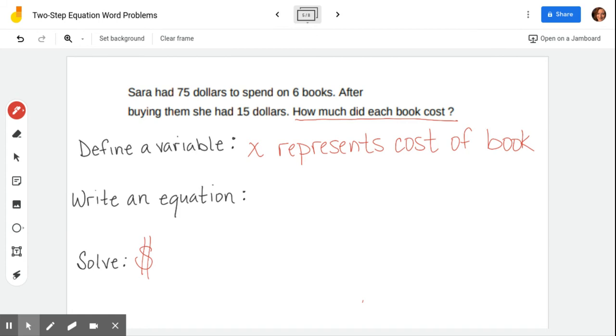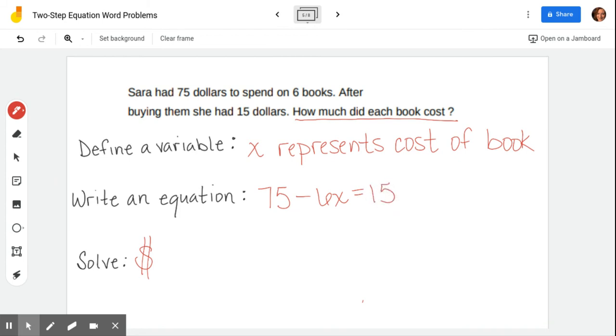So it sounds to me like we're going to use the starting amount and we're going to pay, right? Which is going to take money away. And then we're focusing on what we had left. So let's do it this way. Sarah had $75. She's going to pay for those books. So we're going to subtract the books out of there. She bought 6 books. We don't know the cost, but we know that it's going to be 6 times that cost. And afterwards, she had $15.